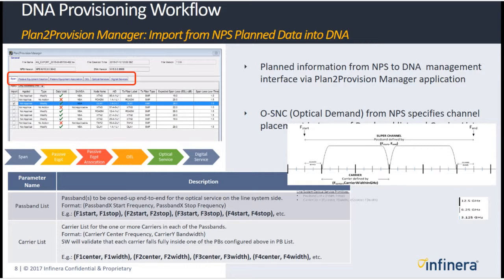All of this can then be brought in through DNA with an application called Plan to Provision Manager, and then provisioned on a single click, where the design is seamlessly transferred into the network through service orchestration via DNA. This completes an end-to-end plan to provision cycle where the user can plan in NPS and provision in DNA. The network data can then be re-imported into NPS for further brownfield planning. This solid integration between planning and management system enables bulk and quick turn up of the network.